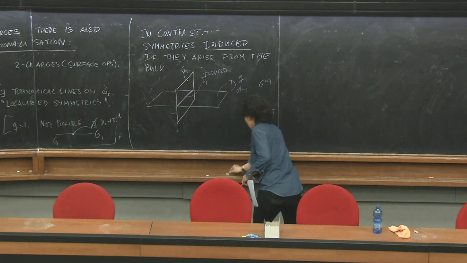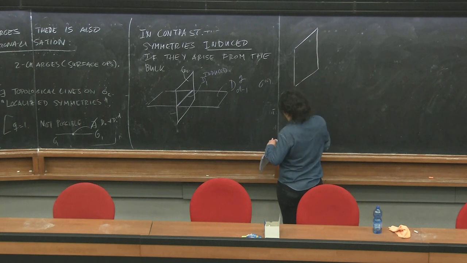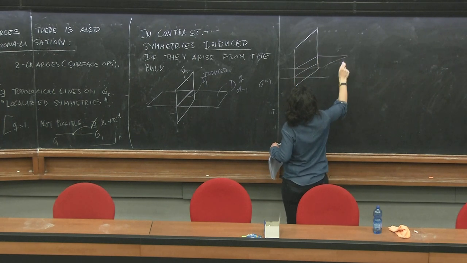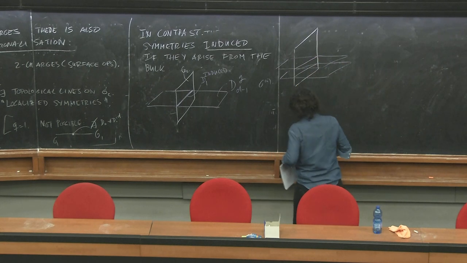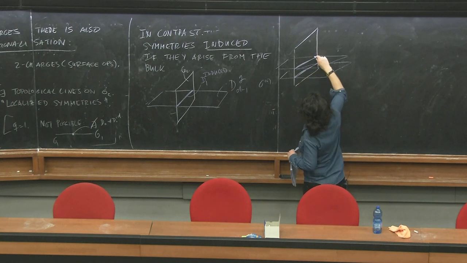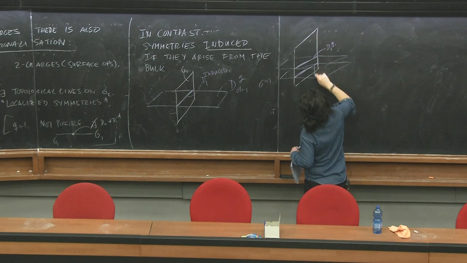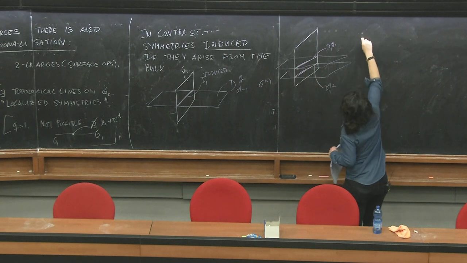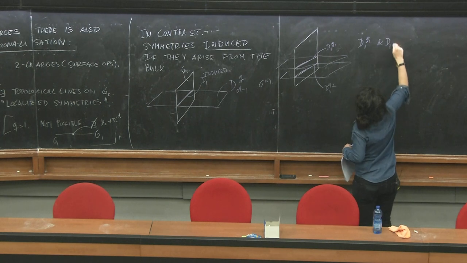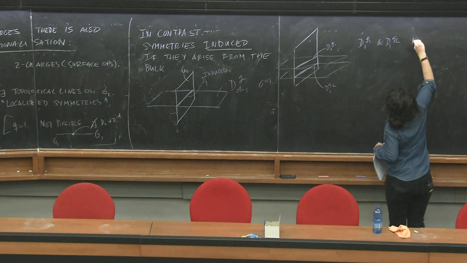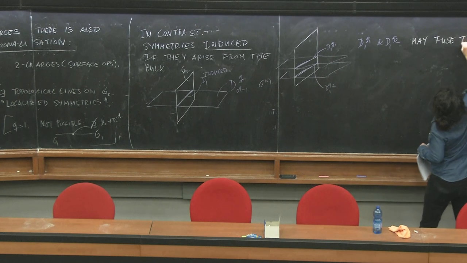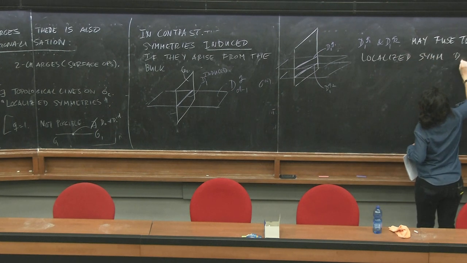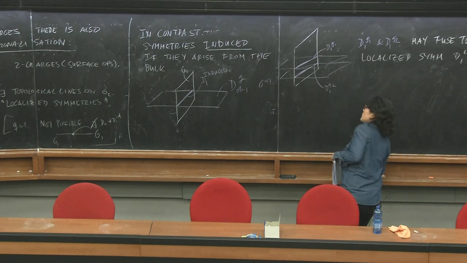And now when I look at the full symmetry, so I'll just do purple, another purple. So these are coming from the bulk. And now I ask, when I fuse these two lines, and so this is D1, G1, this is D1, G2. And now the question is, what is the fusion of these induced lines? D1, G2 may fuse to a localized symmetry, D1 localized.